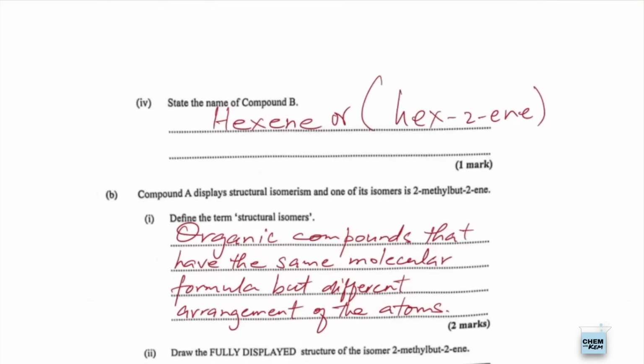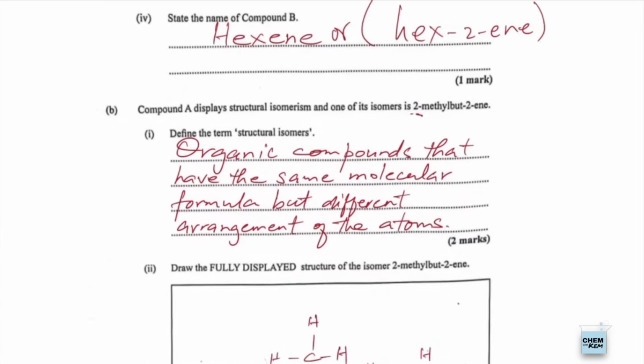Compound A displays structural isomerism, and one of its isomers is 2-methyl but-2-ene. All right, we're going to come to that in a little while. Define the term structural isomers. This is organic compounds that have the same molecular formula but different arrangement of the atoms in space. That's all we need for that.